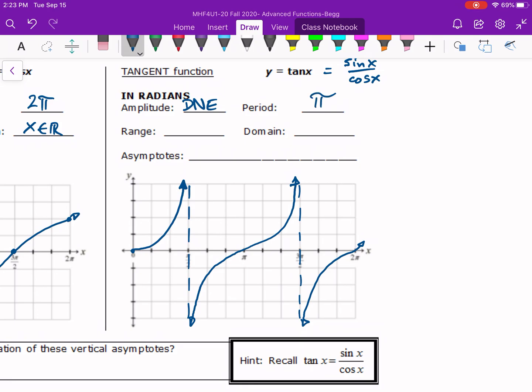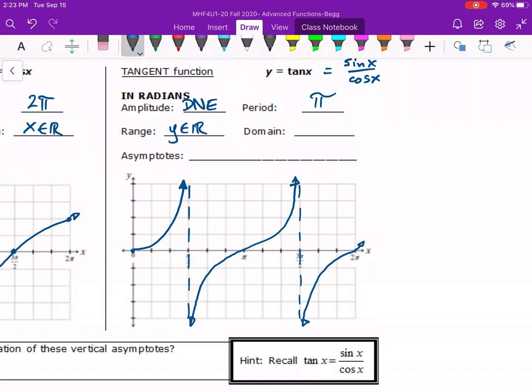You can see 1 full cycle right here. This is 1 cycle. This is part of 1 cycle. This is another part of 1 cycle. But 1 full cycle is this one that I've outlined in red. You can see it goes from pi over 2 to 3 pi over 2, which means that it's actually pi radians in length. The range is all real numbers. It goes up forever and down forever, so you can get all possible y values.